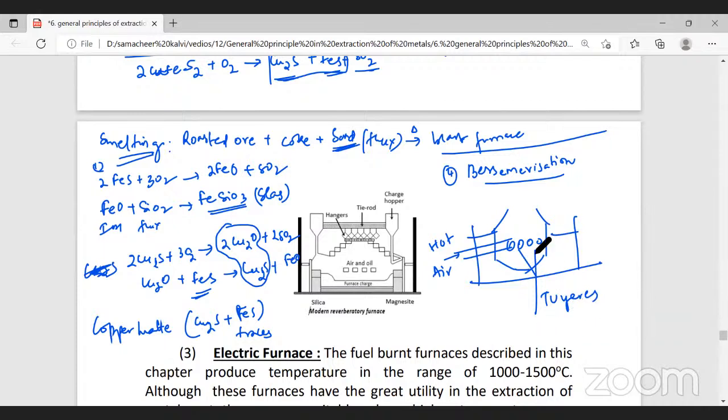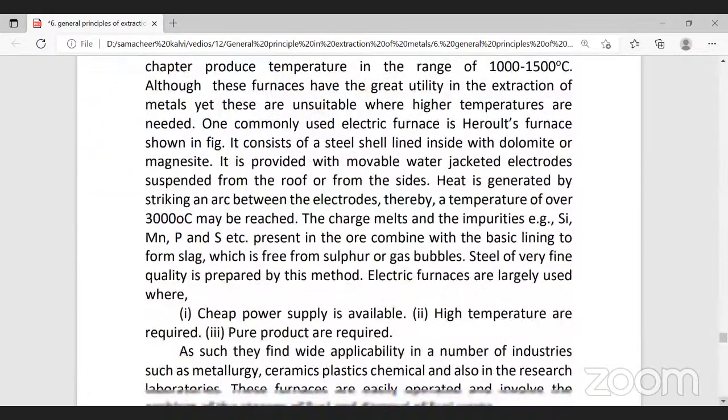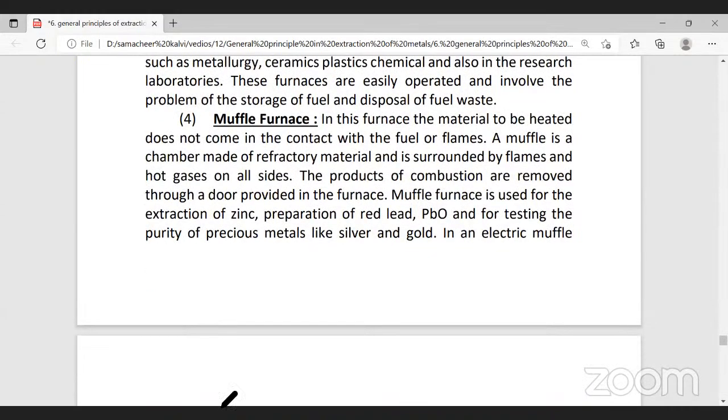Right? Now, copper matte is taken into it. What is taken into it? Copper matte along with sand. And you heat it. So when we heat it in the Bessemer converter, the iron sulfide present will get oxidized to iron oxide, liberating sulfur dioxide gas. This iron oxide, which is formed, will react with silica, that is sand, to give iron silicate, a slag.